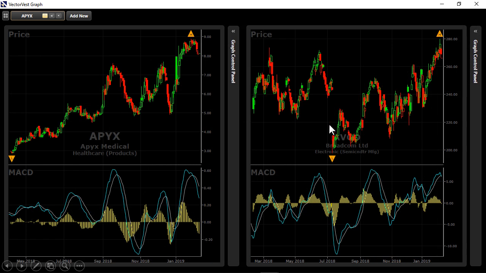So the whole point here is to, when using the MACD, favor stocks that are in nice steady uptrends. Think about it. The MACD is a trend indicator, right? It's based on moving averages. So it just would make sense to apply the indicator to stocks like APYX and not apply the indicator to stocks like AVGO. The stock on the right is not trending, so a trend indicator doesn't make much sense.